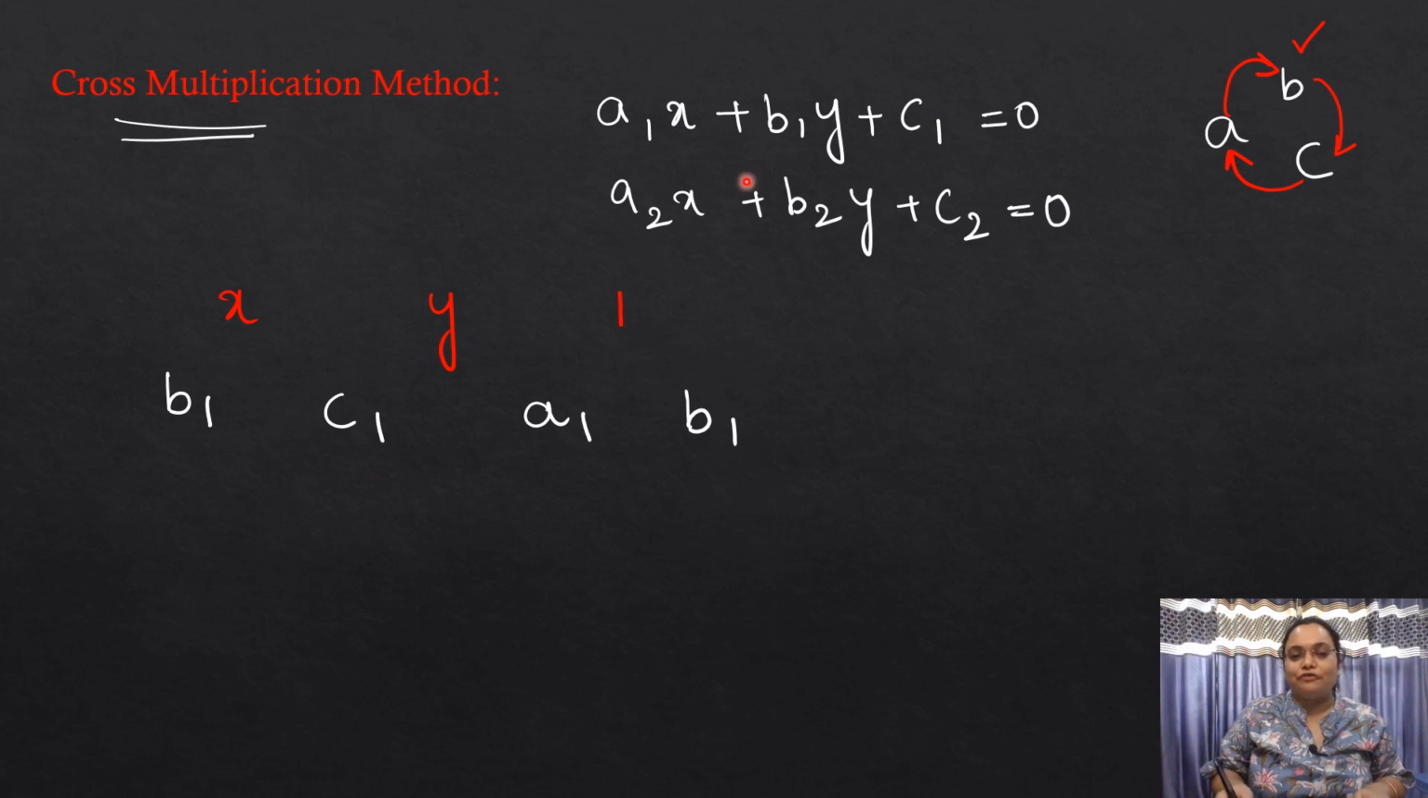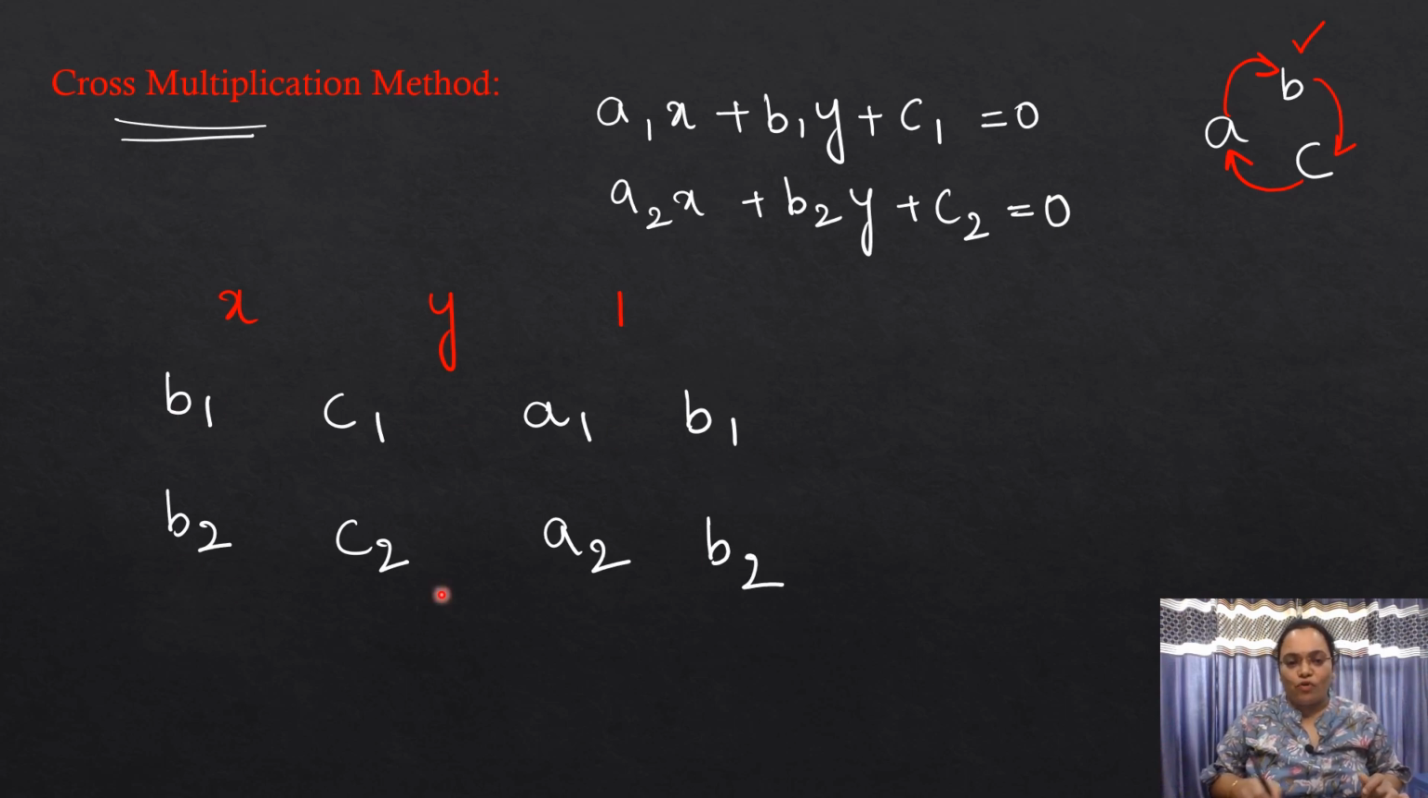So this was from our first equation. From the second equation, you will start with B2. Then you will go to C, so take C2. After C, you will go to A, so take A2. After A, you will come back to B2. After writing this form for these two equations, we are talking about cross multiplication.